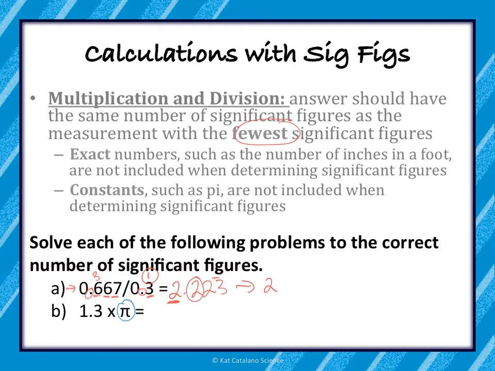For my next one, I have 1.3 times pi. Now remember, constants like pi are not included when we're determining sig figs. So I'm just going to look at my first number, which means I'm going to have 2 significant figures in my answer. So if I multiply 1.3 by pi, I'm going to get 4.08407, and I'm not going to continue writing that because I already know I should only have 2 sig figs in my answer. So that's 1, 2. That 8 will round the 0 up. So this will round to 4.1 for my answer.